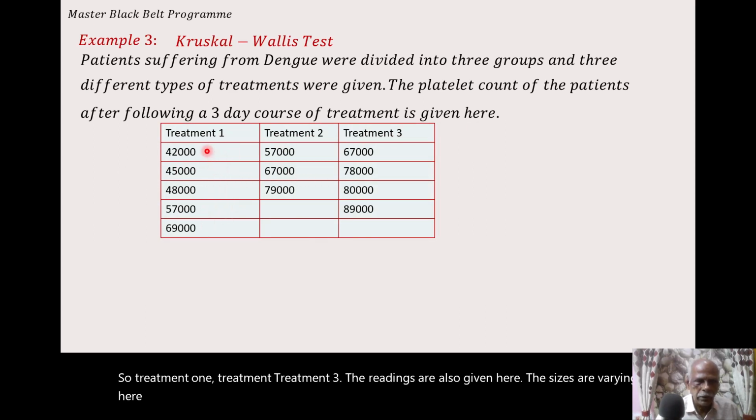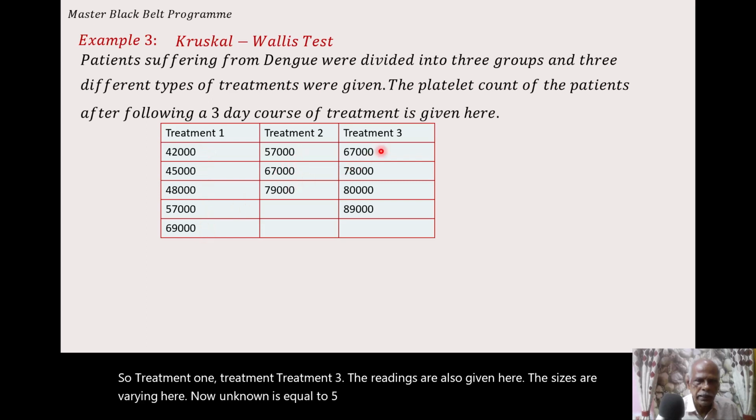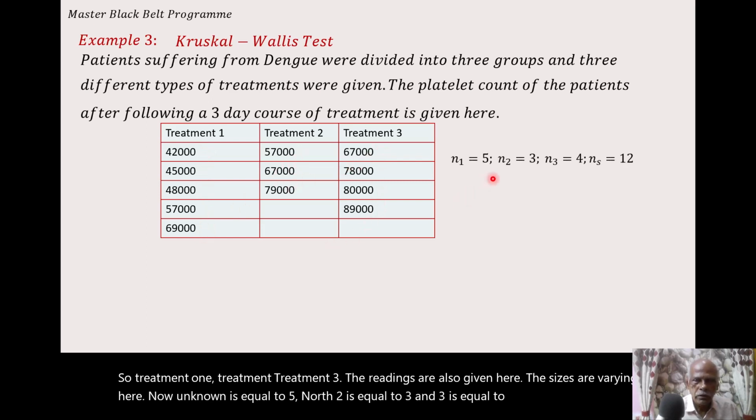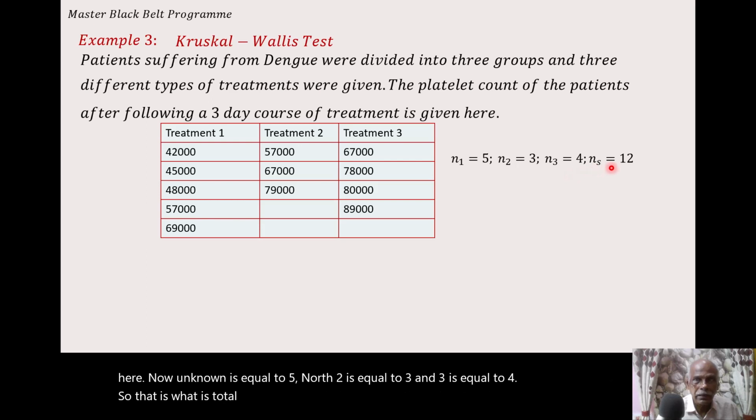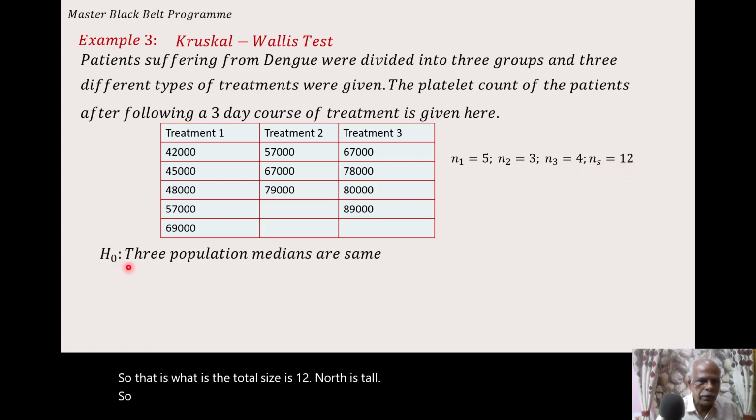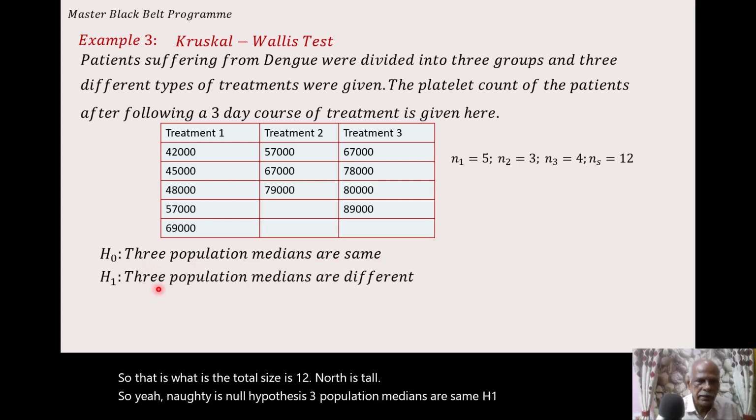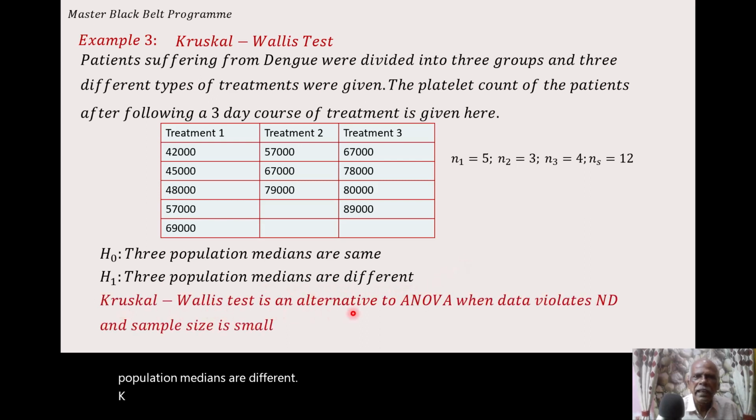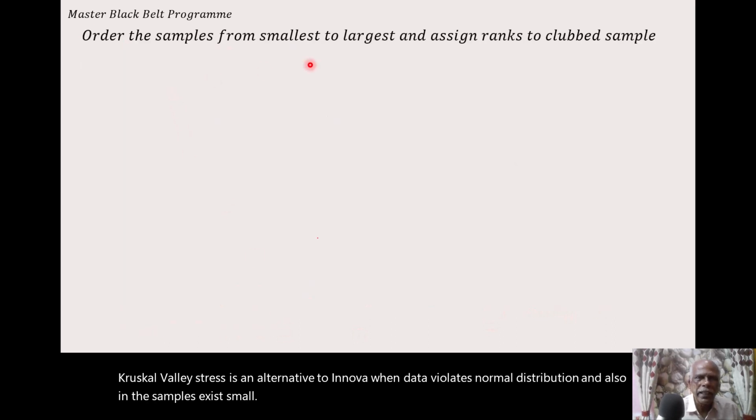Now, N1 is equal to 5, N2 is equal to 3, and N3 is equal to 4. So total size N is 12. H0 is the null hypothesis: the 3 population medians are the same. H1, the alternate hypothesis, is that the 3 population medians are different. Kruskal-Wallis test is an alternative to ANOVA when data violates normal distribution and also when the sample size is small. Because we can rank them.